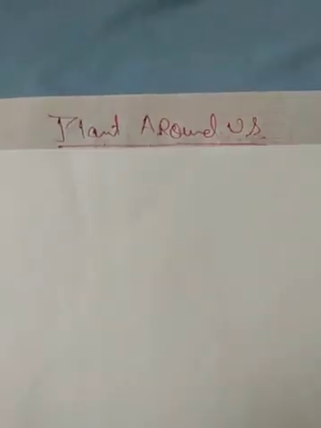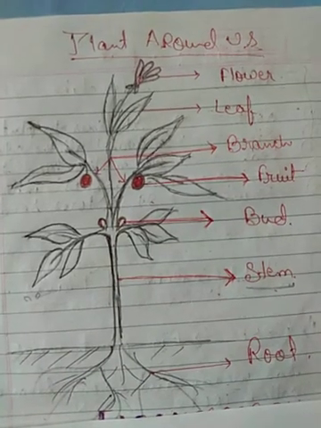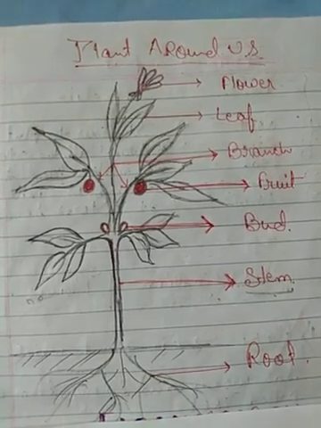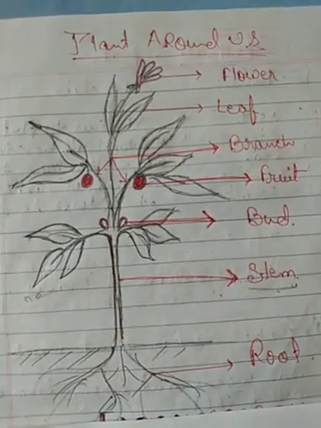In this chapter, we will study the different parts of plants and will focus basically on the classification of plants. So, we are going to study plants around us. Here, you can see a diagram of a plant.